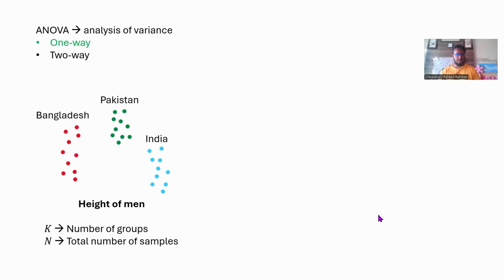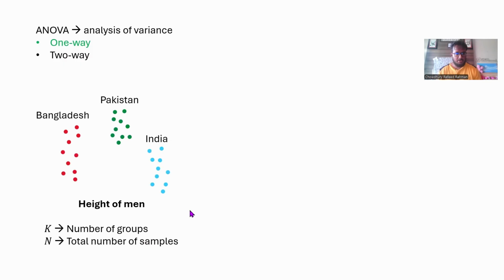Before I talk about that, let me also go over some notation, because these notations will be used throughout the video. Here K and N: K is the number of groups, so here K is equal to 3, and N is the total number of samples. In total, I think there are 30 samples right here, so N is equal to 30.